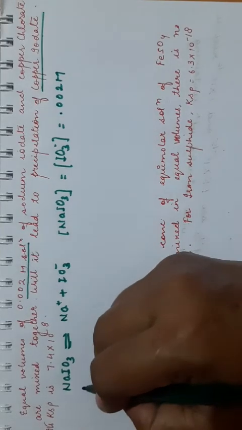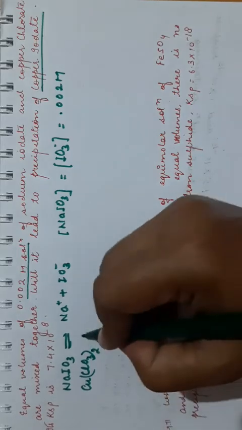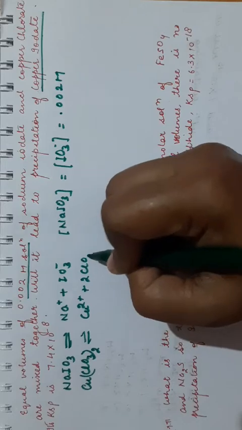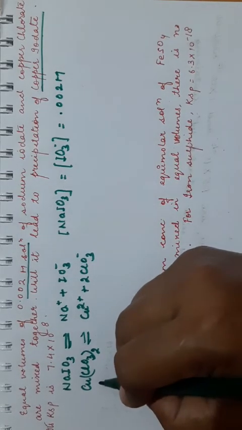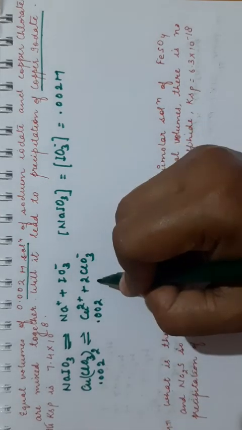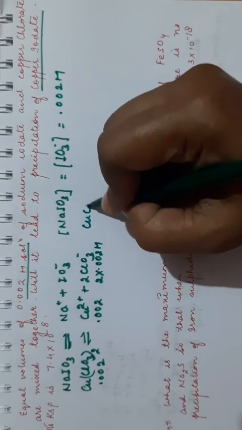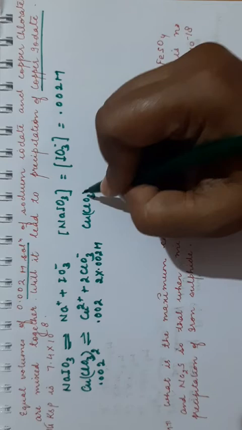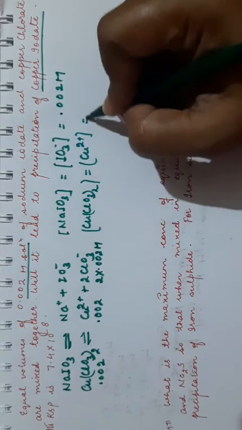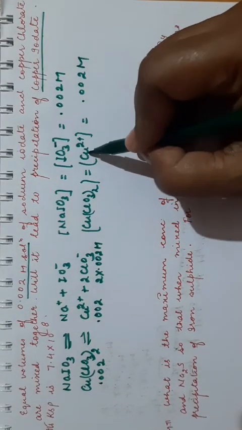Clear? Now next is copper chlorate, Cu(ClO3)2. It would dissociate to form Cu2 plus and 2 ClO3 minus. So if the concentration of copper chlorate is 0.002, copper will be 0.002 and chlorate will be 2 into 0.002 molar. The concentration of copper ion is equal to 0.002 molar. So we have got the concentration of iodate ion and copper ions.